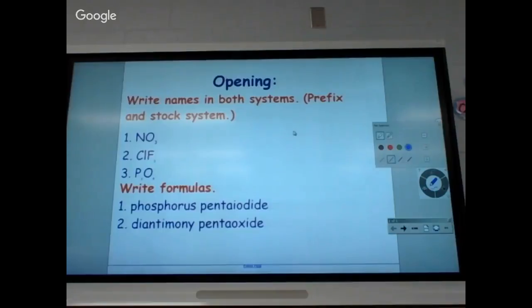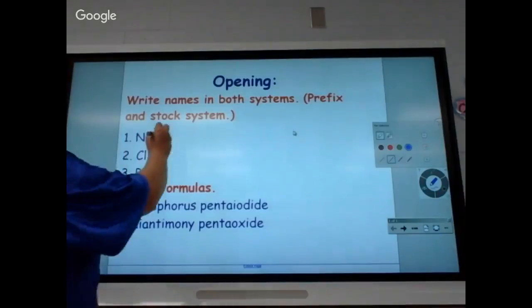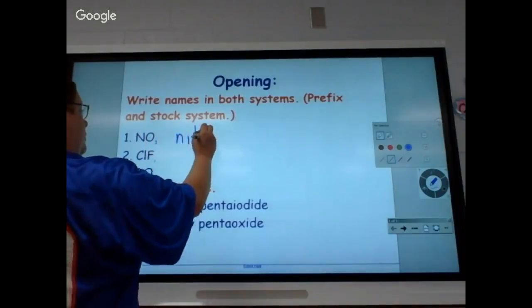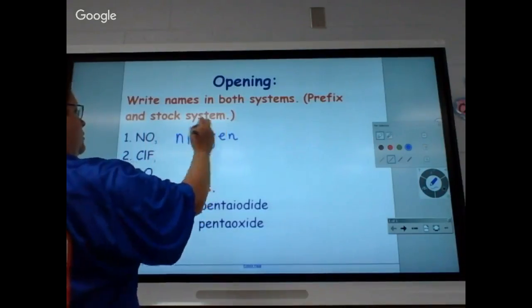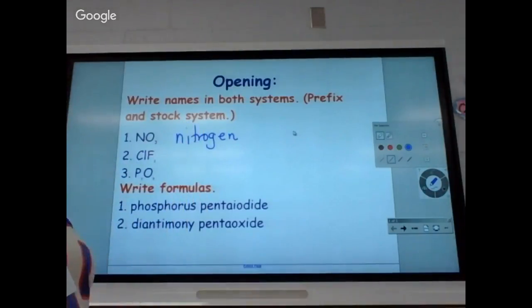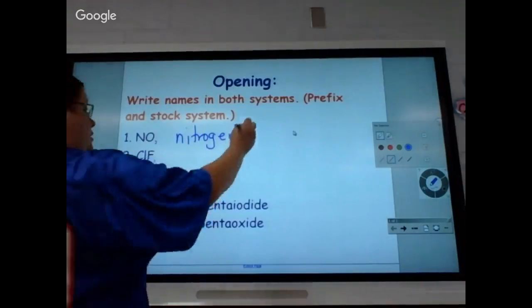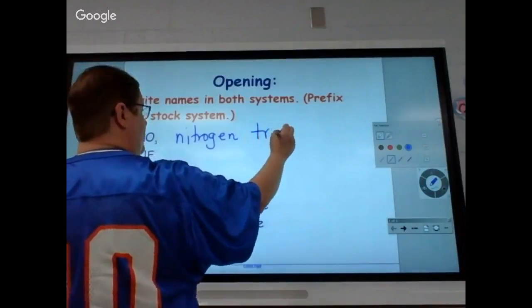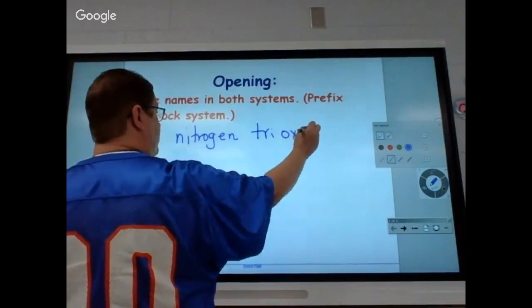All right. So if we look at doing old system, we only look at the what? What do we do for old system? We only look at the what? The numbers, the subscripts. So how many are on N? So do we put a prefix? No. So we write nitrogen. And how many O's? 3. The second one always gets a prefix. So we write tri and then oxide.